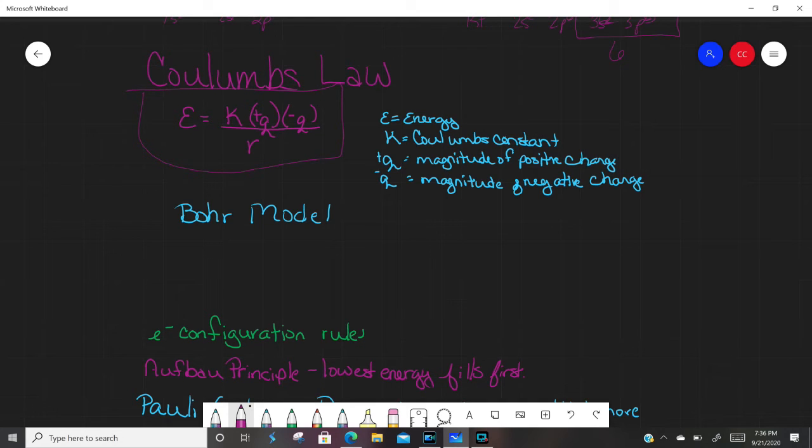Basically, it is saying that as our atom gets bigger, the electrons that are further away have less pull, it takes less energy to remove them. That is basically all Coulomb's law is saying, is it takes less energy to remove an electron the further it gets away from the nucleus. This is radius.